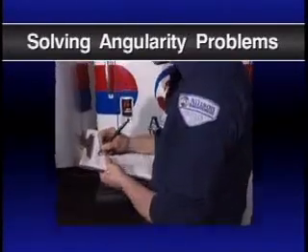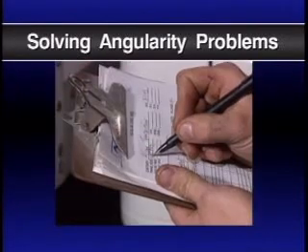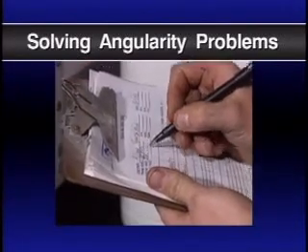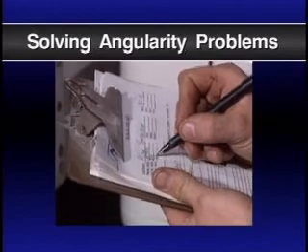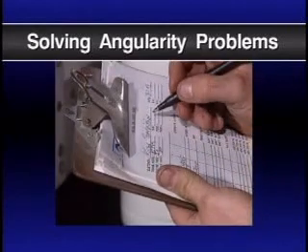When you discover an angularity problem, refer the problem to the vehicle manufacturer or driveline specialist. The manufacturer might install shims between the springs and the axle housing to adjust the rear axle pinion angle, or correct the angle by adjusting a tie rod.